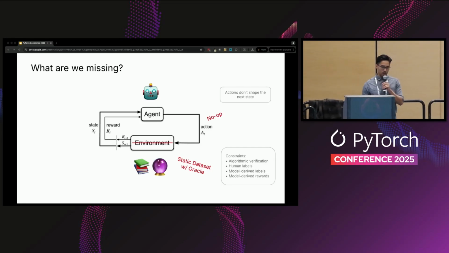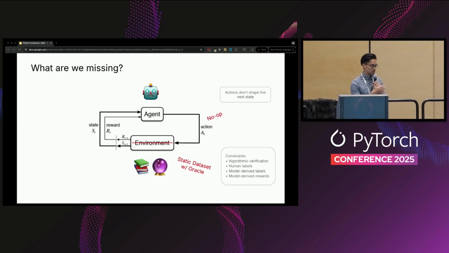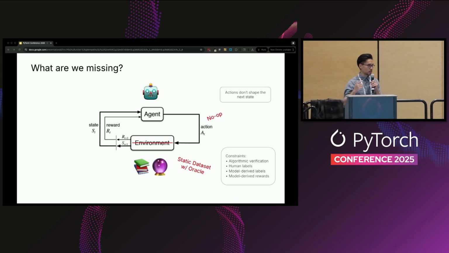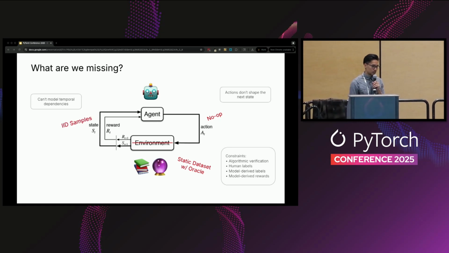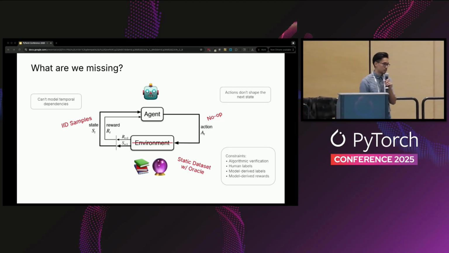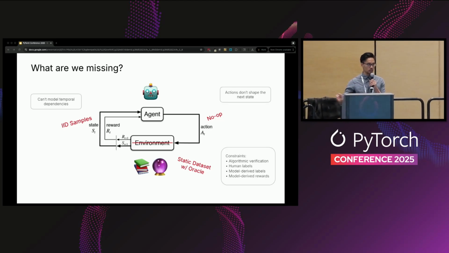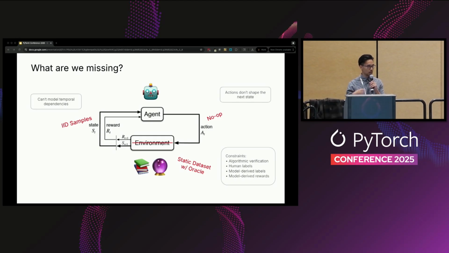Actions, as I said earlier, are no-ops. The actions at the end of this rollout trajectory don't actually affect what the agent sees next. And the states that the agent sees can't really model temporal dependencies across actions and states because you're just getting these math problem sets or coding problem sets just sampled out of this static data set.